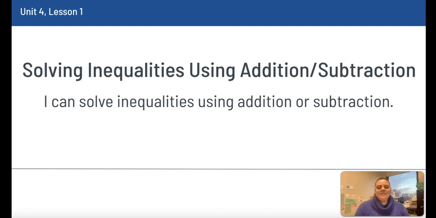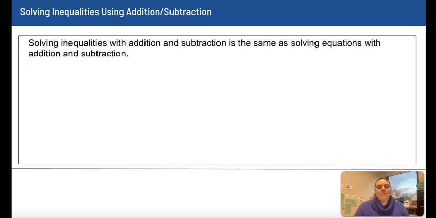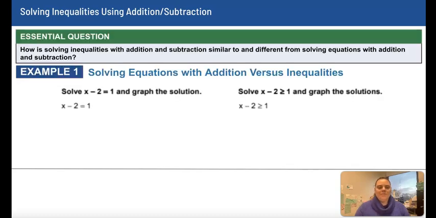Hey y'all, in this lesson we're going to take a look at solving inequalities using addition and subtraction. So we want to be able to solve inequalities using addition or subtraction. A key point we want to make is that solving inequalities with addition and subtraction is the same as solving equations with addition and subtraction.